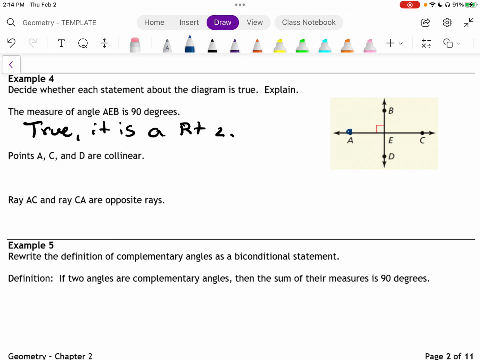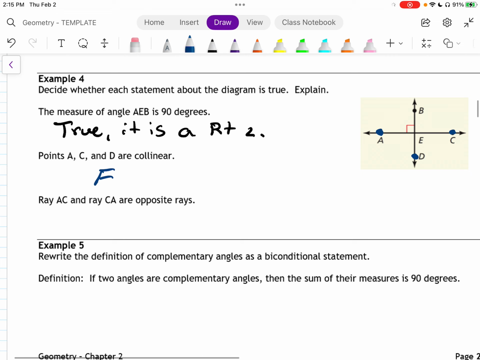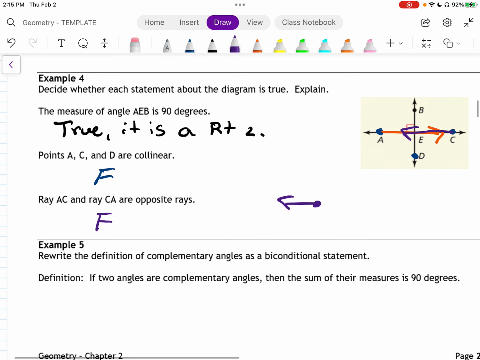AC and D are collinear. Well, that's a false statement. Right, and we could write there, they're not on the same line, right? That's what it means to be collinear. I'm just going to leave it as false right there. Ray AC and CA are opposite rays. Well, that's also false. Opposite rays have to have the same endpoint. So you'd have to have one going this way and then one going that way. Right, so that's a false statement as well.